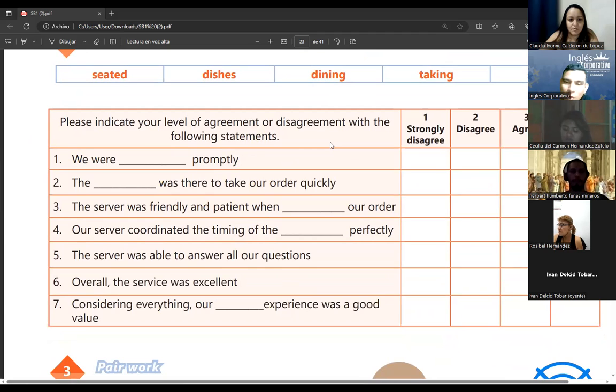All right, and now we're going to remember this exercise where you have to fill in the blanks using seated, dishes, dining, taking, and server. Dishes, seated, talking, server. Okay, how about, let me see, Mr. Luis Landaverde, can you please read the first one with the answer, please? Okay. Thank you.